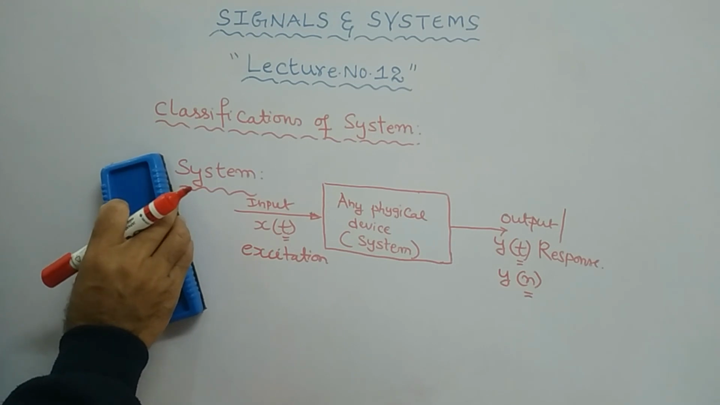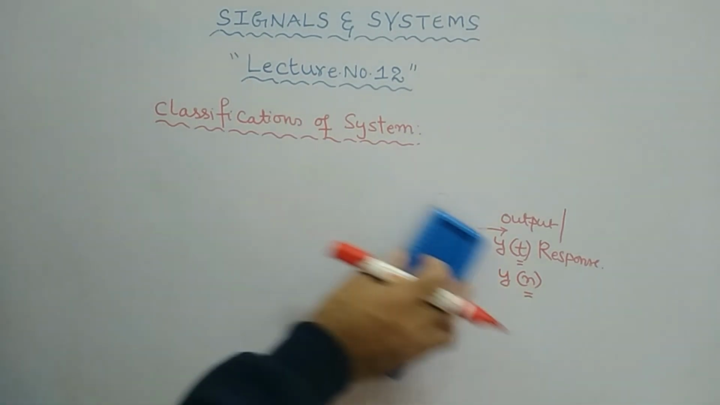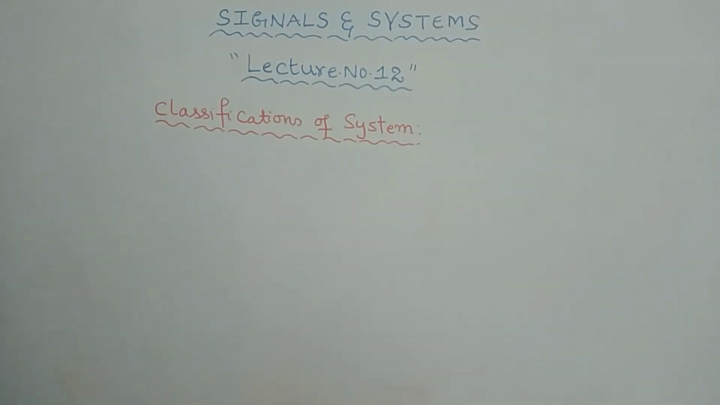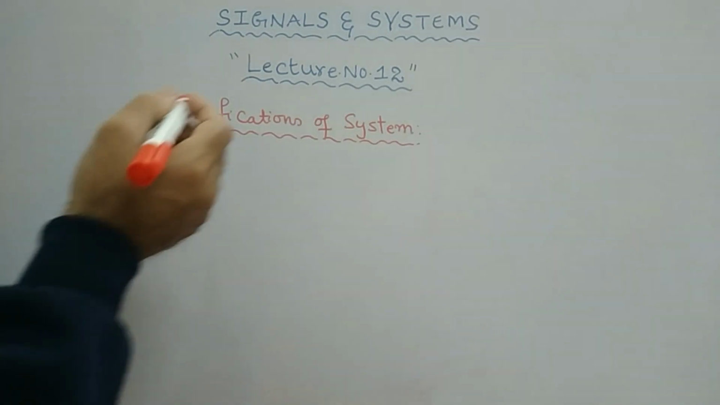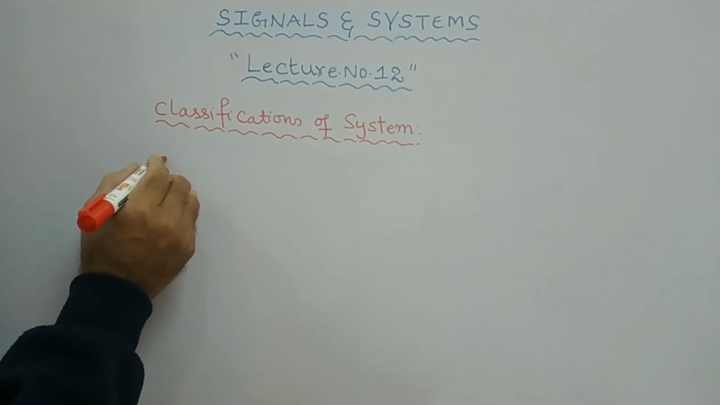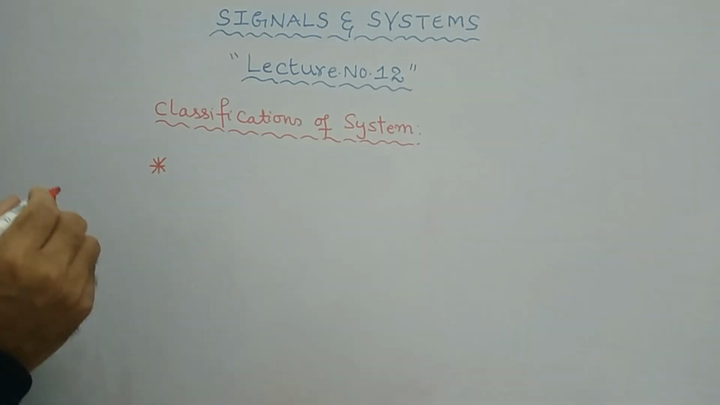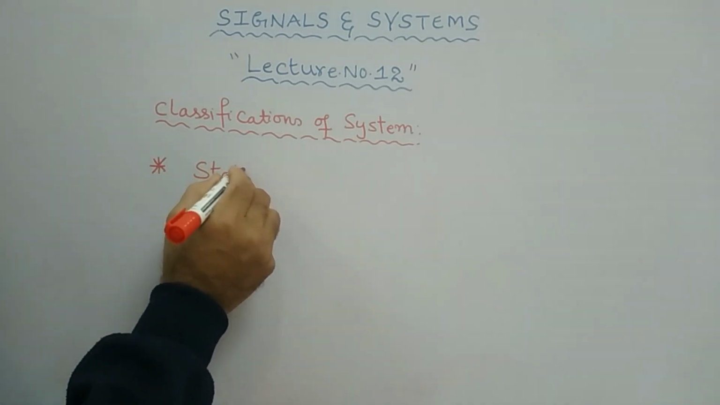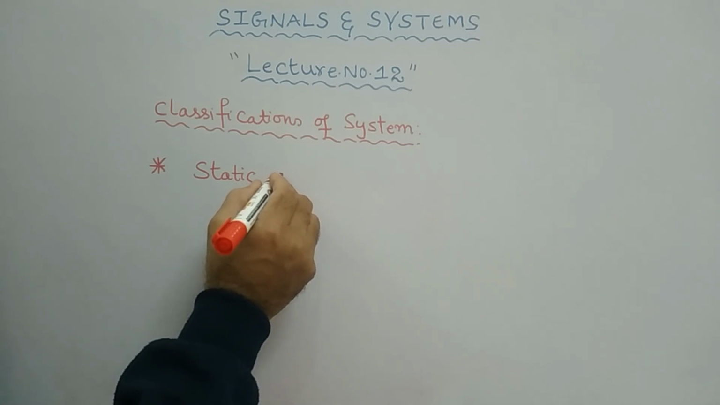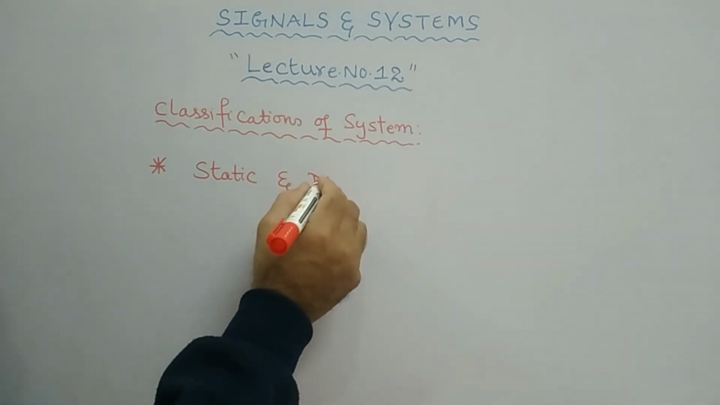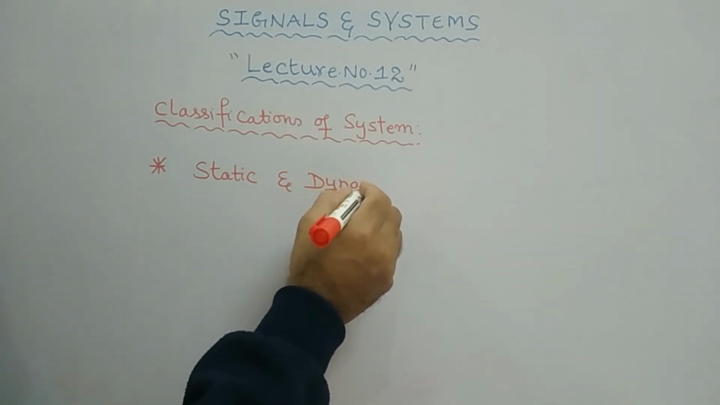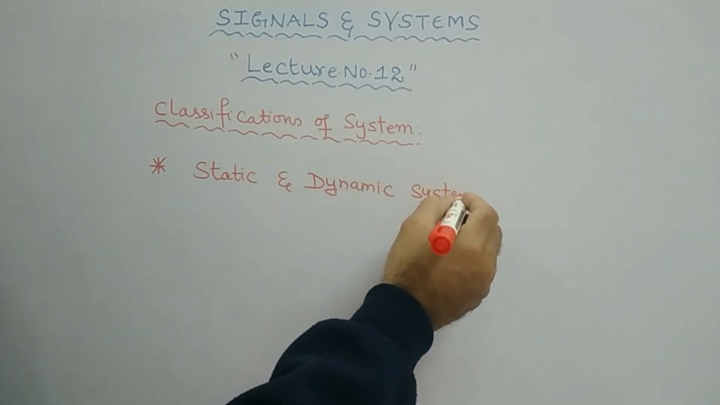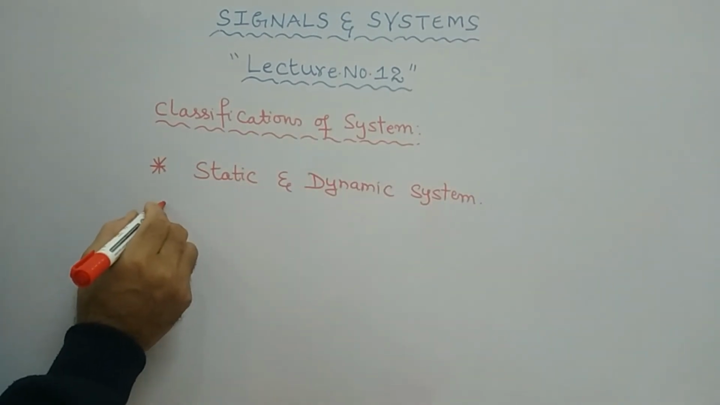Now, what are the various classifications of systems as far as our subject, signals and systems, is concerned? There are some classifications, and we can see them one by one in detail. The number one is static versus dynamic system. Clear? That is the first classification of the system.